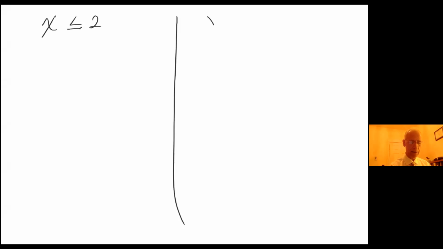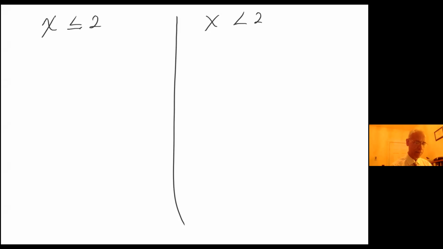Let's talk about inequalities and their graph. Suppose I have x is smaller than or equal to 2 versus x is only smaller than 2, so no equal sign. How can I show this like using a graph? Really, we are using a number line.